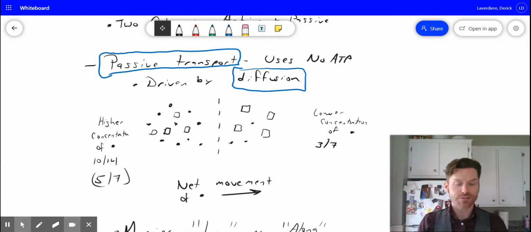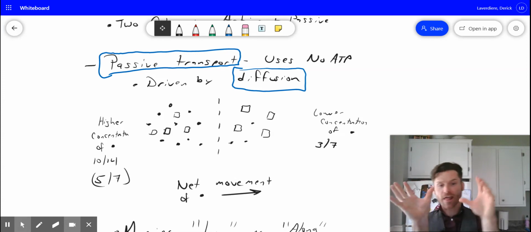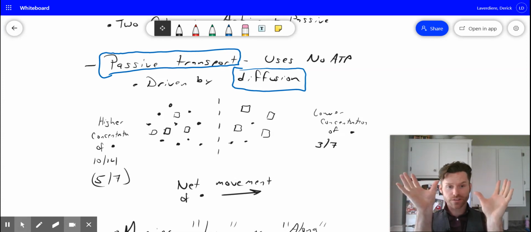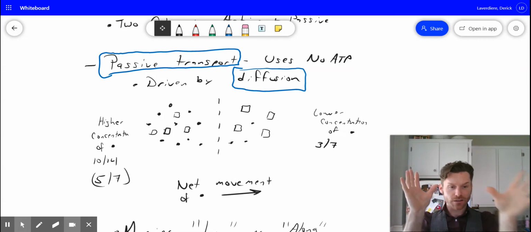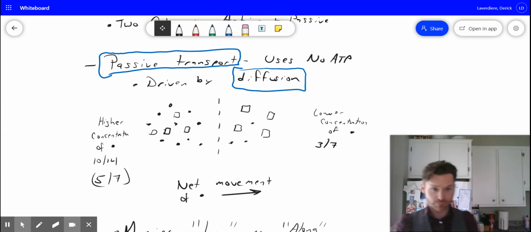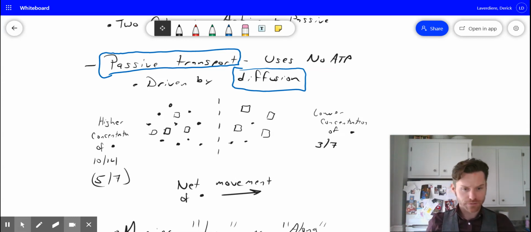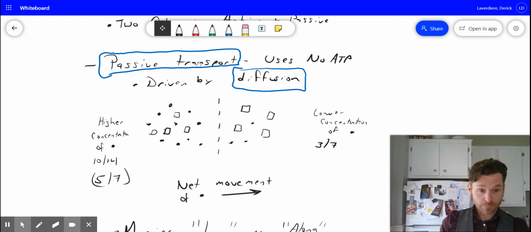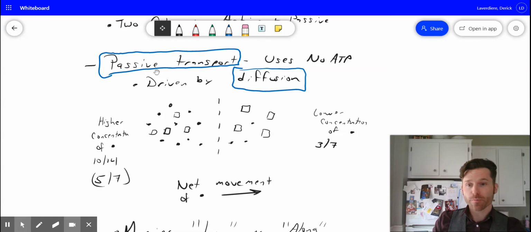We compare the two numbers. So I got 5 over 7 and I got 3 over 7. Right? 5 over 7 is bigger than 3 over 7. So it's going to move from the big side to the small side. Okay? So my circles are going to go that away. Okay? Net movement is going to go that way. Okay? And that's how diffusion works. So passive transport is driven by this principle of molecules' natural tendency to move from a high concentration to a low concentration. Okay? And this can be into the cell or out of the cell, doesn't matter, goes both ways.